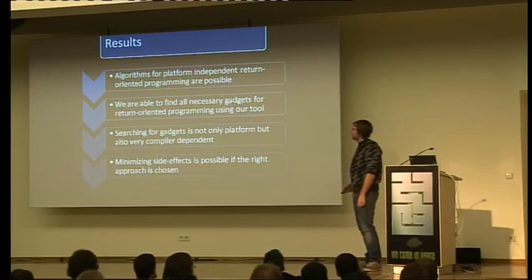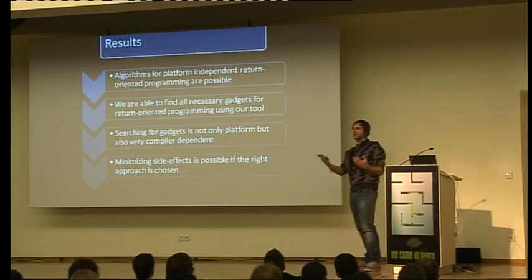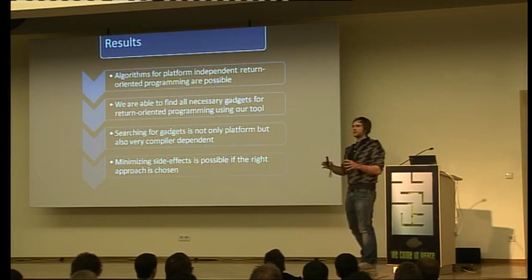Searching for gadgets is not only very platform dependent, but also very compiler dependent. In the initial tests that we did, in the middle of this year and last year, we found that if you compare the same source code output from a Visual C compiler, a GCC, and maybe a Borland compiler or something, they emit totally different code. And depending on the optimization level, they emit totally different code. So the gadgets that you find are always completely different.